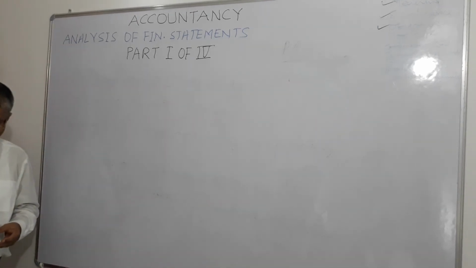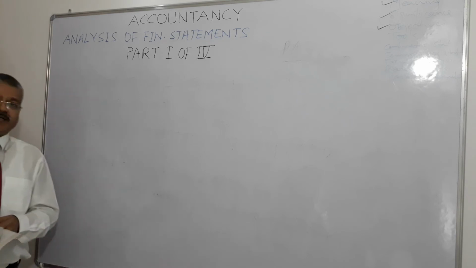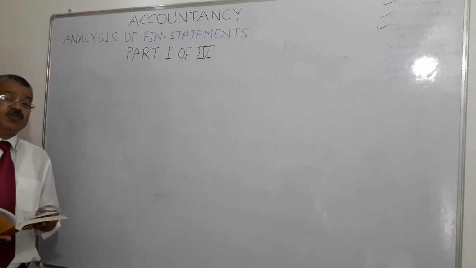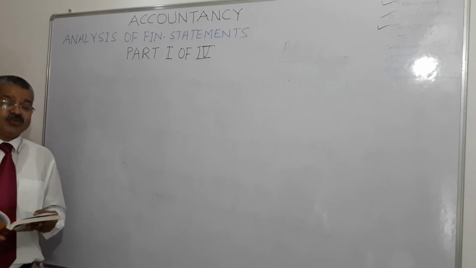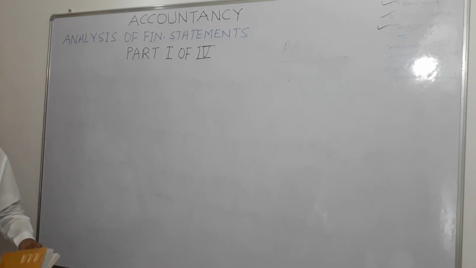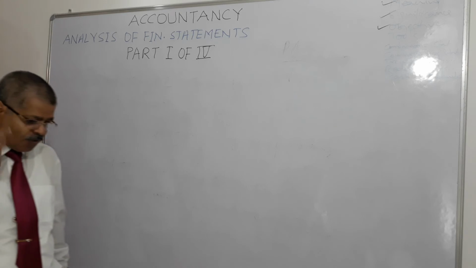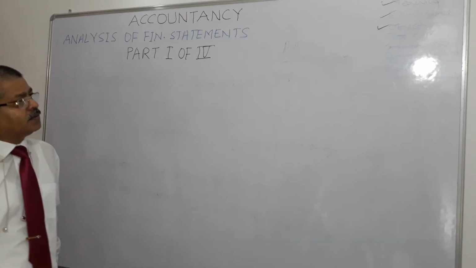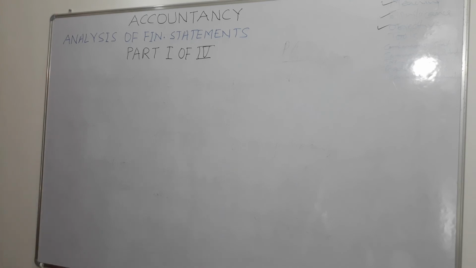So, what are those tools? Tools of analysis: comparative statements, common size statement, trend analysis, ratio analysis, and cash flow analysis. There are 5 major tools. There could be many more, but right now we will study 5: comparative statement, common size statement, trend analysis, ratio analysis, and cash flow.